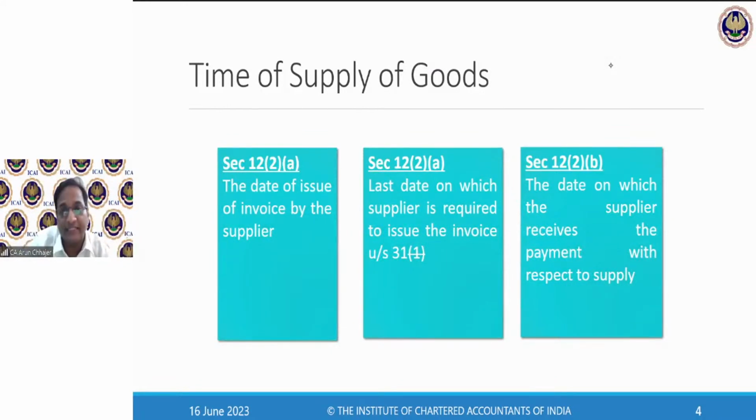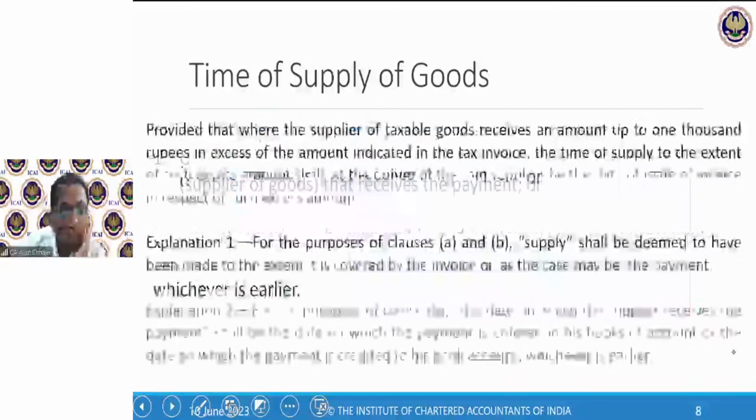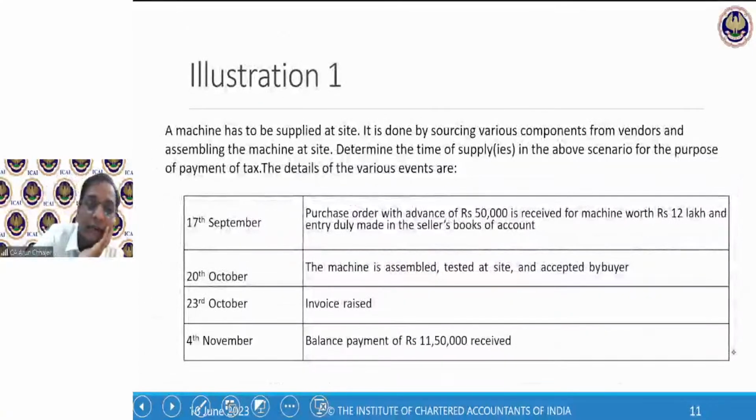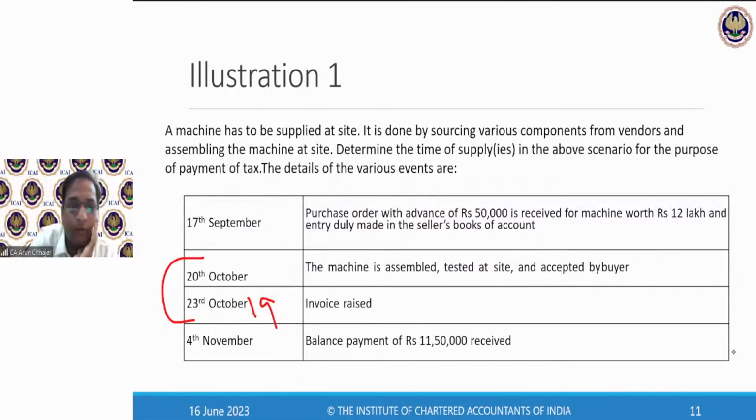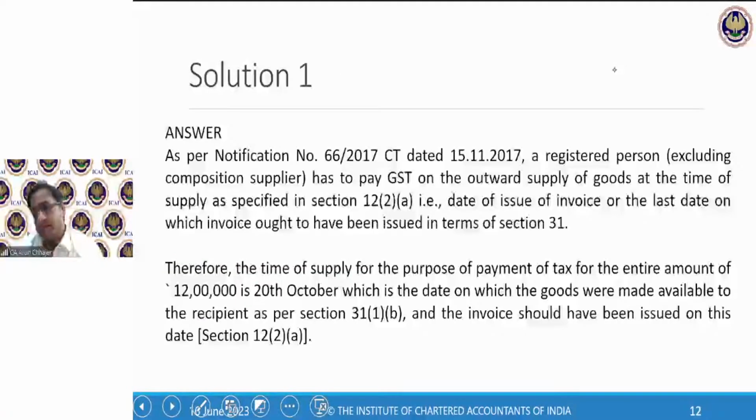If the invoice date is 19th November, then again, whichever is earlier. See, in this case, I have compared these two dates. You are saying it is 19th November. What is the problem? Still the 20th October would be the earlier. So the 20th October would be the last date to issue the tax invoice, and therefore the time of supply will be the 20th of October. Let's move to the next case.